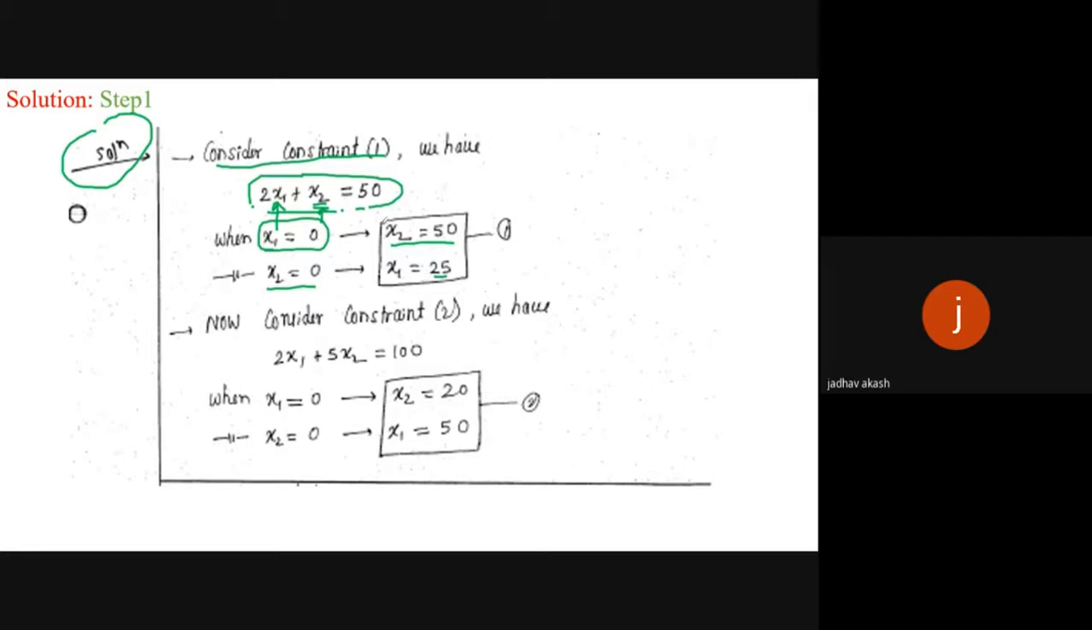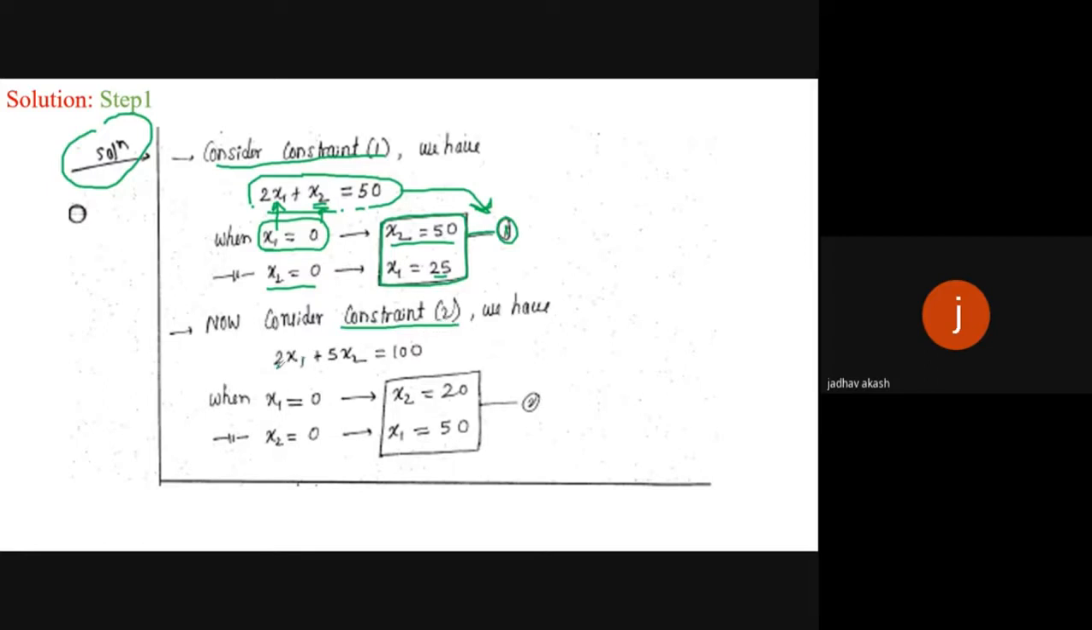Right? So from this, we have got the values of x1 and x2. And these values we are going to use to plot the graph. So this is the first set of x1 and x2 that we have got from the first constraint. Now similarly, go for the second constraint.